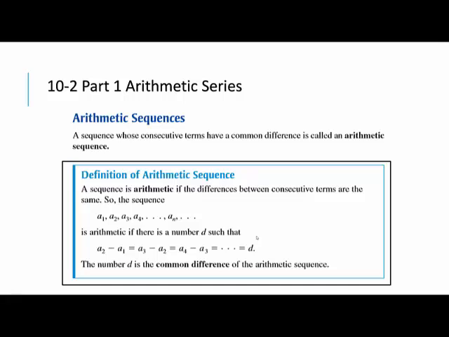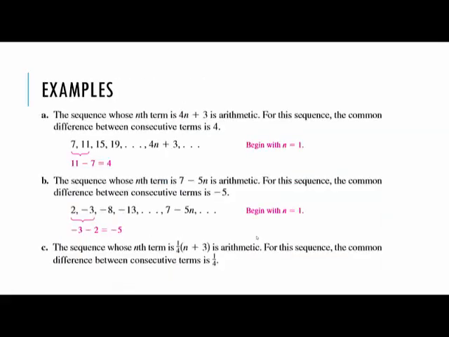Very simple, 2, 4, 6, 8, 10. Each of those have a difference of 2. 4 minus 2 is 2. 6 minus 4 is 2. 8 minus 6 is, oh no, it's 2. So that is an arithmetic sequence. Now they can be more complex, but not by much. You're pretty much going up by a certain counting number.